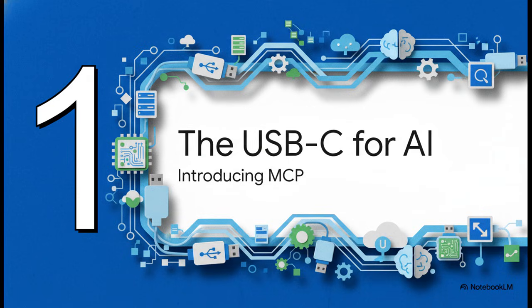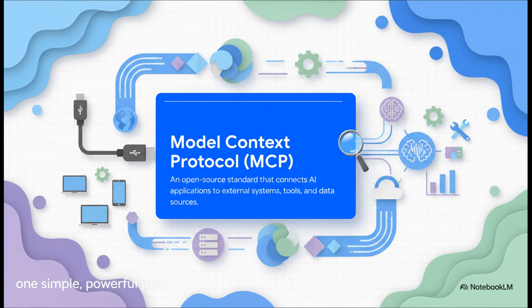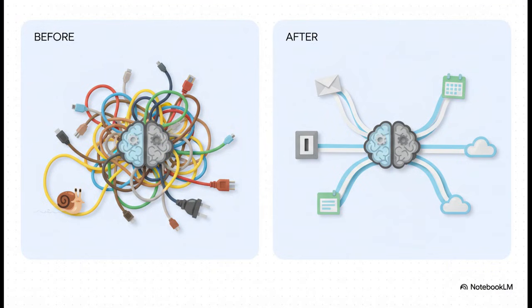And the best way to think about it is actually pretty simple, but really powerful. MCP is basically the USB-C for artificial intelligence. So at its core, MCP is an open source standard that creates this kind of universal language so AI can talk to the rest of the digital world. You know how USB-C gave us one simple, powerful port for all our gadgets? Well, MCP does the same thing, providing one standard way to plug AI models into everything else, which makes them infinitely more useful.